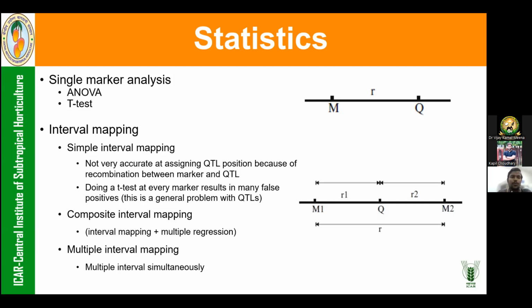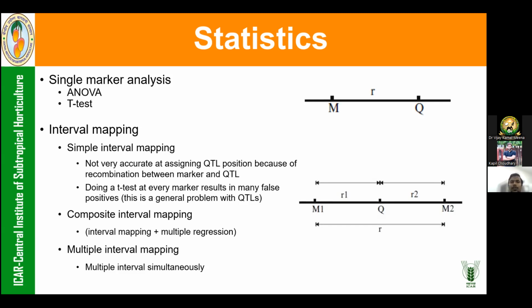Once you find that these markers show a QTL in single marker analysis, you further proceed to more robust models like composite interval mapping, inclusive composite interval mapping and multiple interval mapping. So why do you go for multiple interval mapping? The simple logic is that with simple interval mapping or single marker analysis, you have one marker and one QTL.